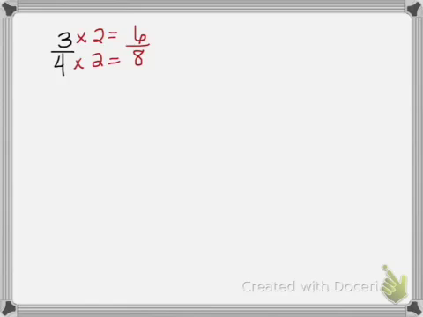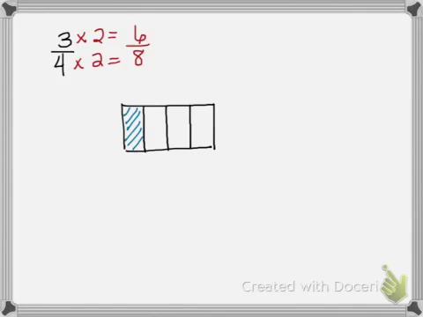Now let me show you what we just did using a picture. So we all know that when we're dealing with a fraction, our denominator tells us how many pieces we have, and our numerator tells us how many of those pieces are shaded. So here we have 3 shaded pieces, out of 4 total pieces.